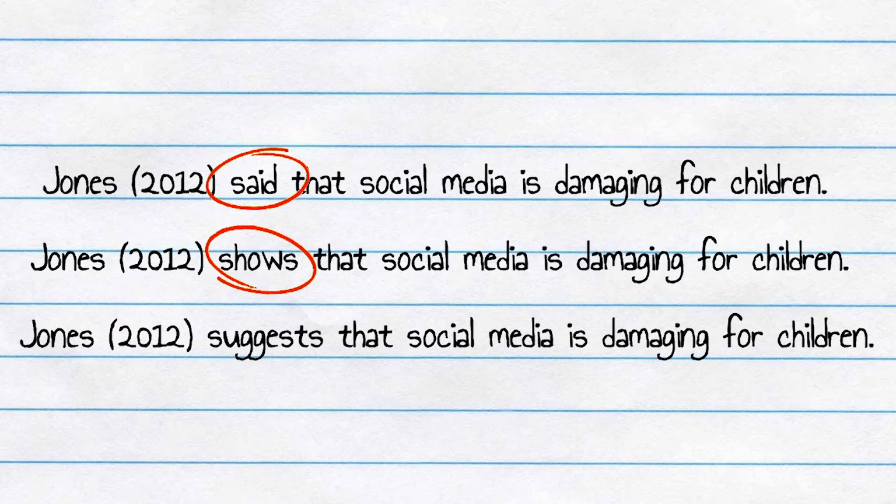Writing that someone shows something tells the reader that you think that their claim or idea is correct and that there's enough evidence to support it. In the third sentence, the word suggests tells the reader that you think the claim or idea might be wrong. You aren't saying that it is wrong, just that it's still open for debate.